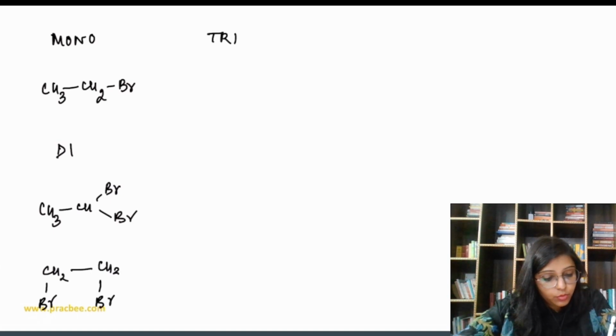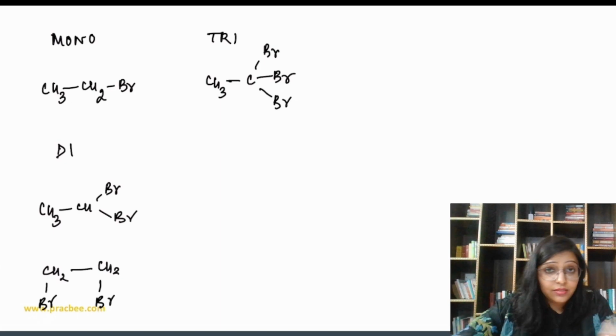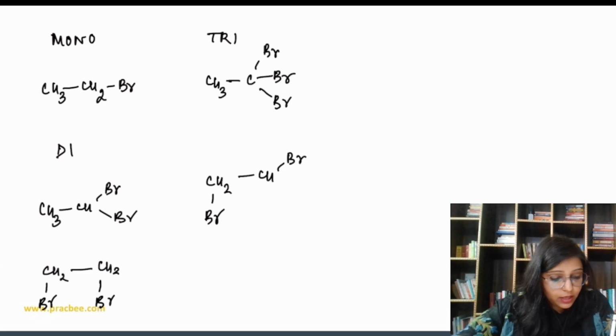Then we have tribromo derivative, so CH3CBr3, or we can write CHBr2-CH2Br, because bromine is in excess, right? This is tribromo. So tribromo derivative. Now we can have tetrabromo derivative. How?